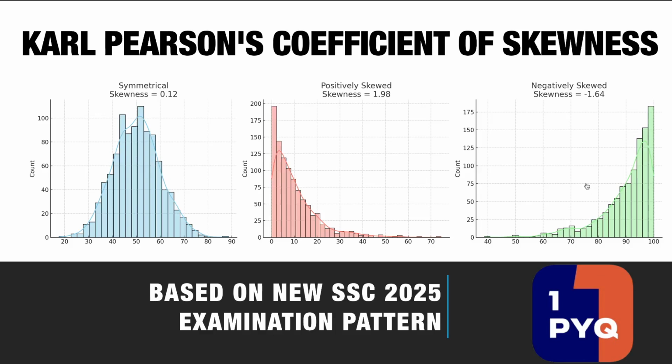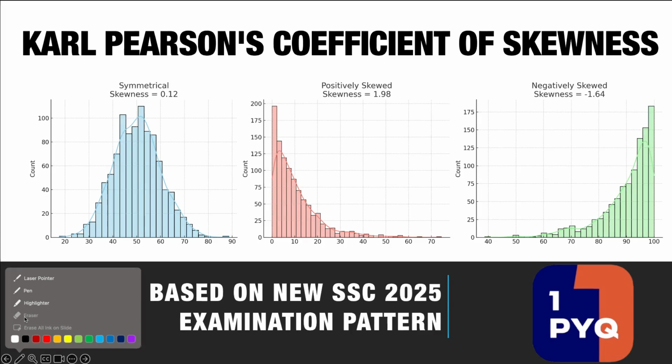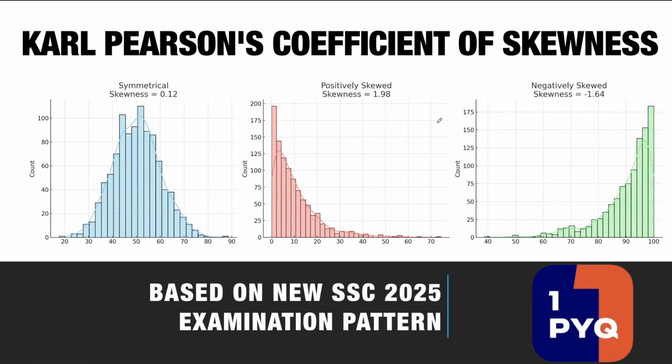Hi, so this is another new topic which SSC has been asking in its 2025 examination papers. And this is quite interesting. It is a little off from the usual things that we study for the SSC examination. It is called Karl Pearson's coefficient of skewness.